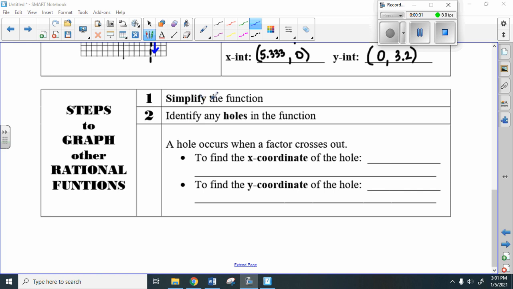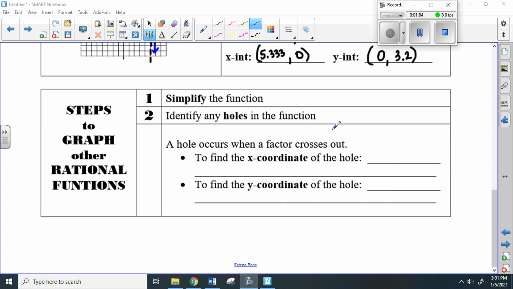So what you're going to have to do is simplify the function. Remember, it's a fraction, so you might have to factor and cross factors out. And then using the whole simplifying process, you're going to identify any holes in the function. A hole occurs if one of the factors crosses out. So if you're simplifying and one of the factors crosses out, you're going to have a hole.